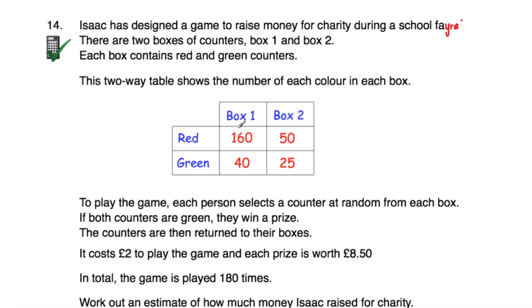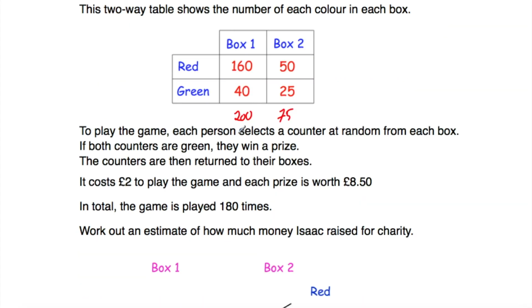So in box 1, there's 160 red and 40 green. So altogether, there's 200 counters there. And then in terms of box 2, there's 50 red and 25 green, so there's 75 altogether in box 2. And to play the game, each person selects a counter at random from each box. So the person's going to come up and they're going to pick a counter at random from box 1 and a counter at random from box 2.